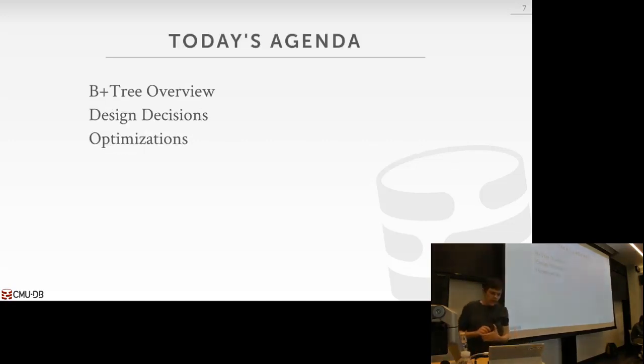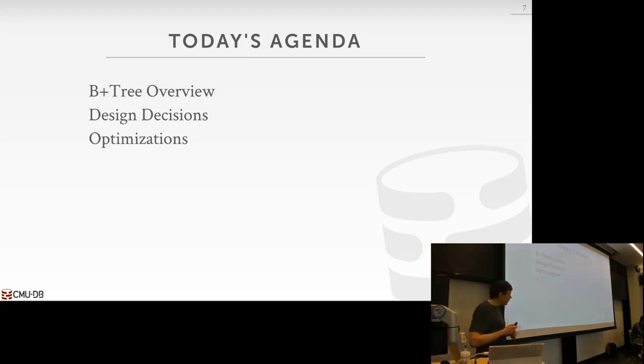All right, the things we're talking about today are just an overview of what a B plus tree is, and then we'll spend some time discussing the implementation details we have to be concerned about when we build out our index, and then we'll finish up talking about some additional optimizations that real systems do to make this thing useful in practice.